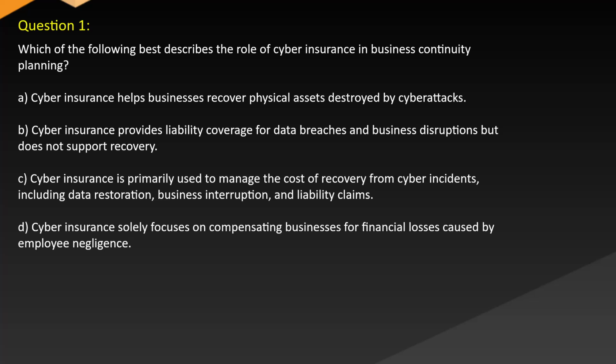Question 1. Which of the following best describes the role of cyber insurance in business continuity planning? A. Cyber insurance helps businesses recover physical assets destroyed by cyber attacks. B. Cyber insurance provides liability coverage for data breaches and business disruptions but does not support recovery. C. Cyber insurance is primarily used to manage the cost of recovery from cyber incidents, including data restoration, business interruption, and liability claims. D. Cyber insurance solely focuses on compensating businesses for financial losses caused by employee negligence.